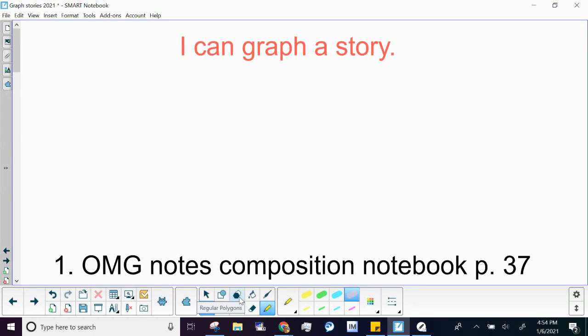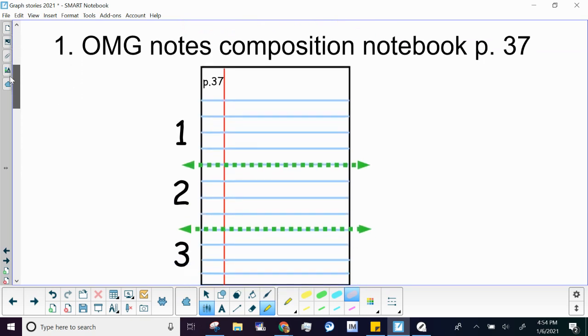Okay, welcome to day 2 of Graphing Stories. You have already taken your notes on page 36. You've already updated your table of contents, and today we are working on page 37.